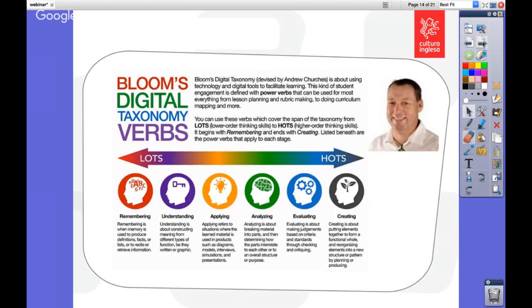This is something I'm trying to implement this semester. This is my next step, to use technology and Bloom's taxonomy together. If you do that, please send me an email and tell me how it works. Edu, can you change, please?